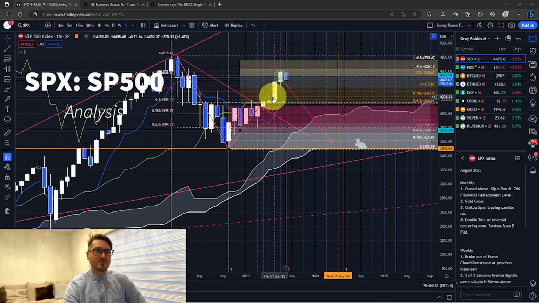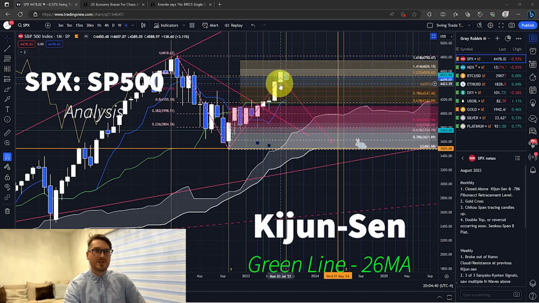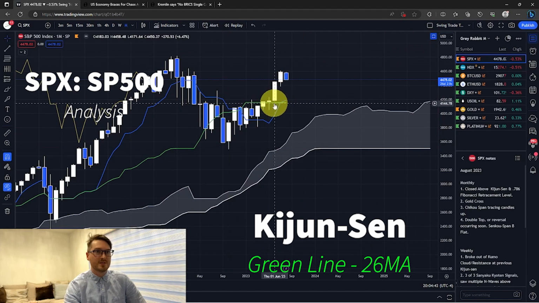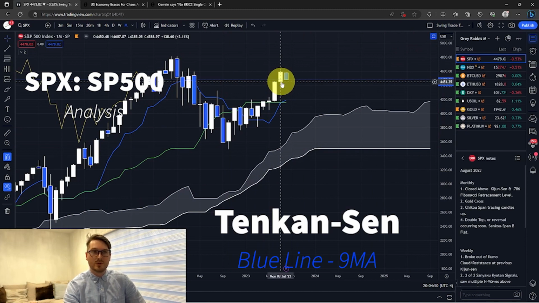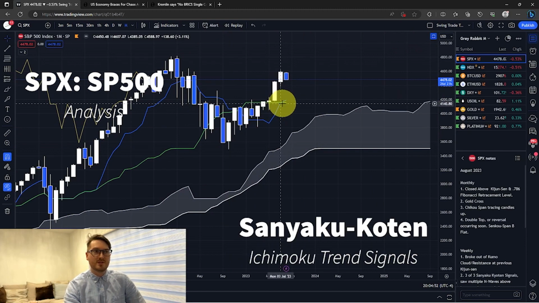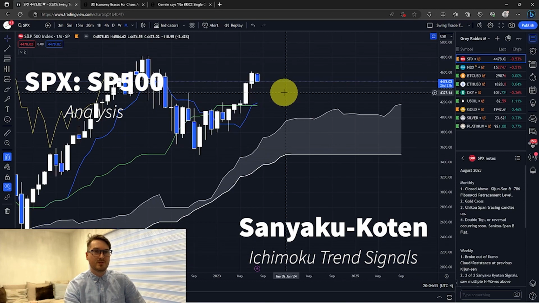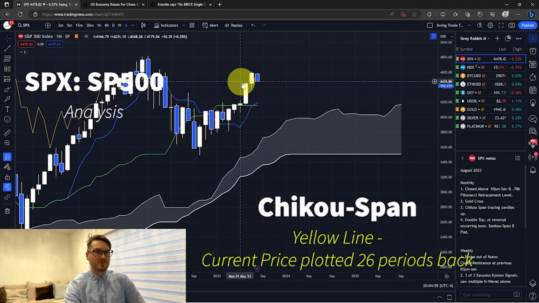And so as you see, the previous 2 months candles close above the Kijun-sen here. So let me turn off some of these drawings. The Kijun-sen here is a green line, so we have price above the Kijun-sen and the Tenkan-sen, which is overall bullish. We have a gold cross on the Ichimoku, Sanyoku Koten signals, and we also have the Chikou span here tracing up the candles, right?